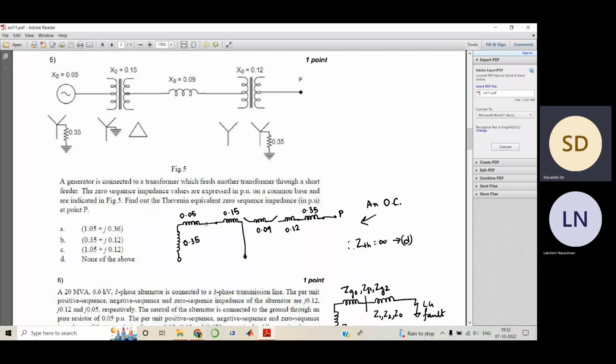So this is 0.05 and we have this thing. This point would be shorted. Then we have this X0 and then this is delta. And now again this is the transmission line, 0.09. Again this is star with no grounding, so this will also be open, and then we have this 0.12, then this is 0.35, which would be resistance.